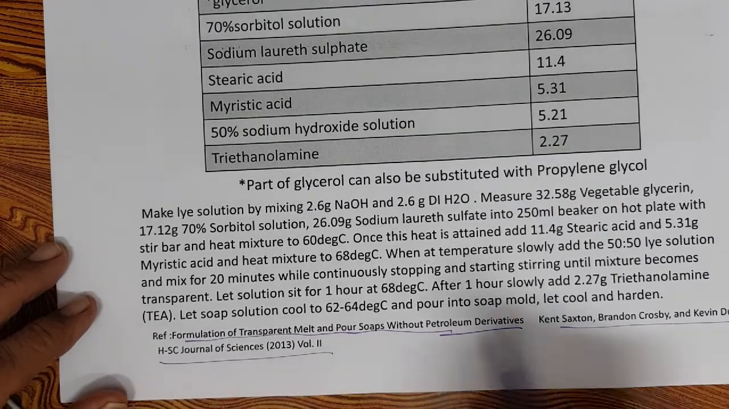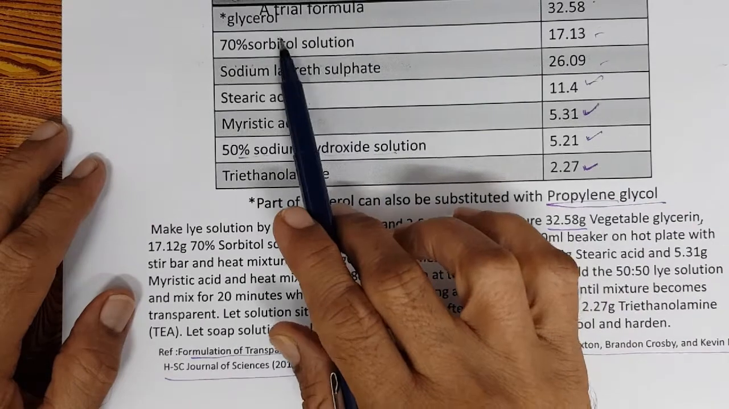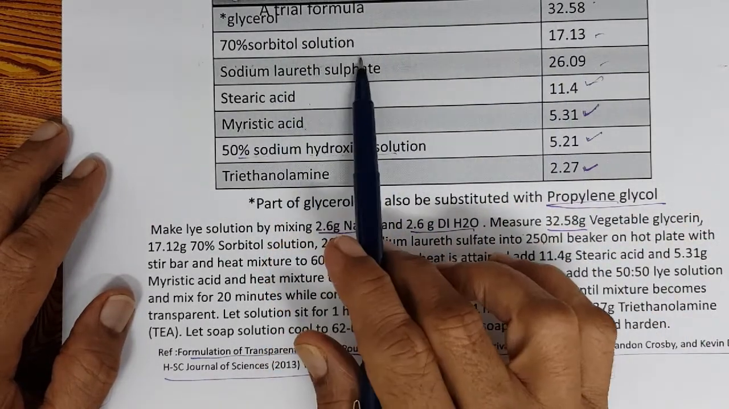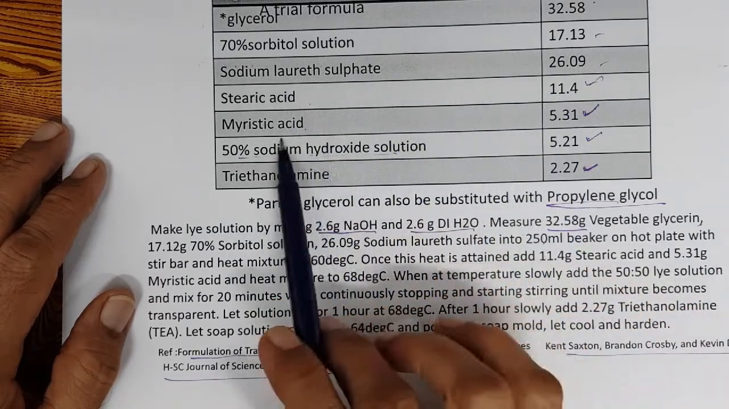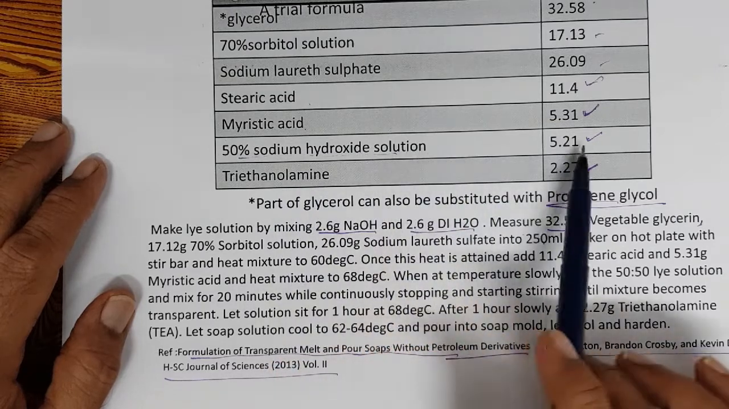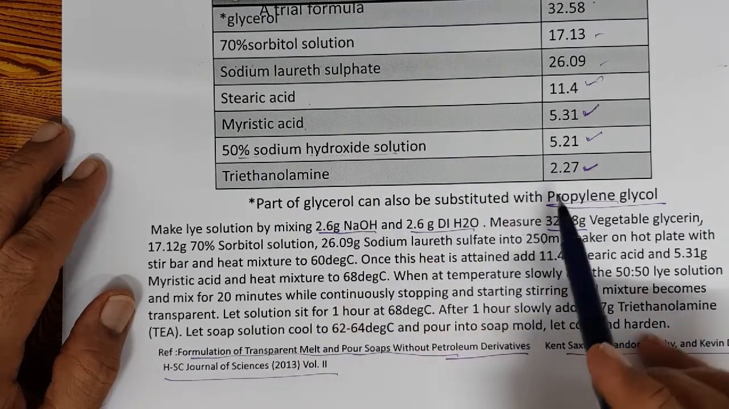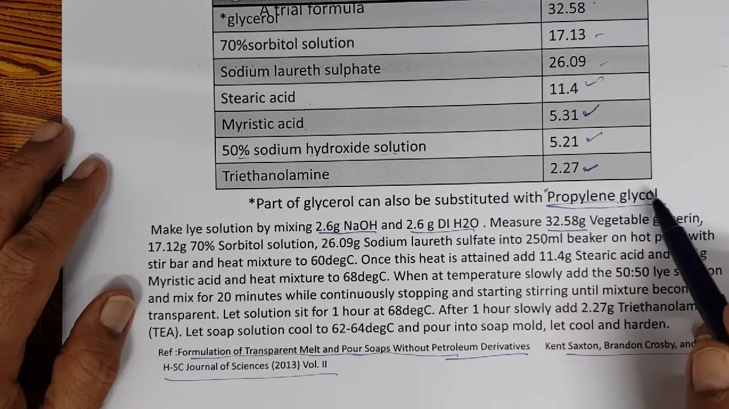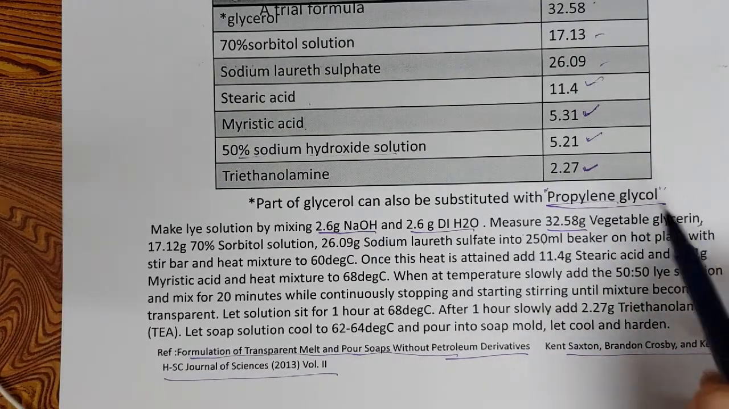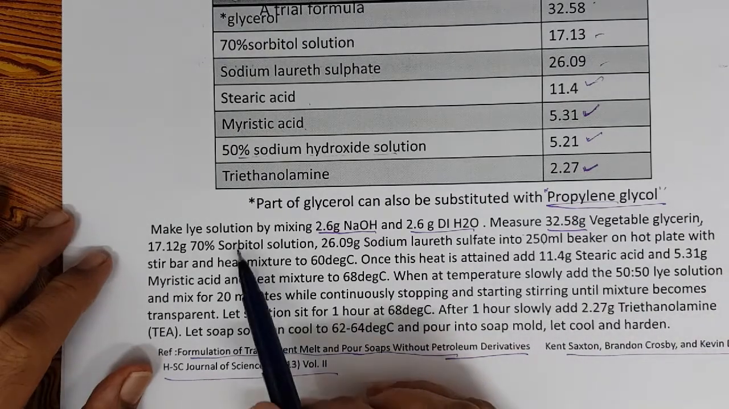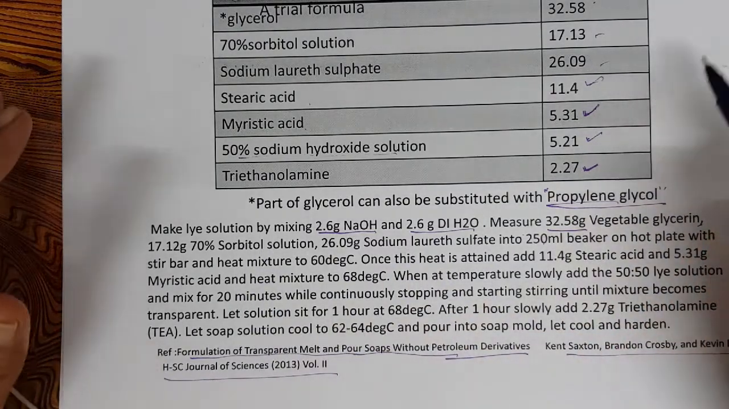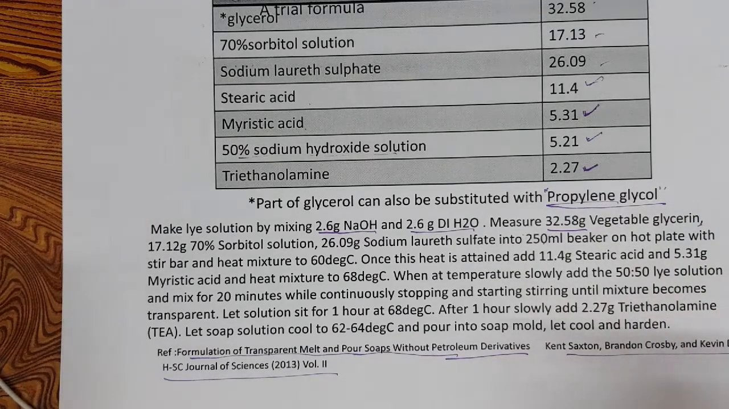from this journal. Then, so glycerol, 70% sorbitol solution, sodium lauryl sulfate, stearic acid, myristic acid, sodium hydroxide solution, triethanolamine. Glycerol can be substituted, in part, with propylene glycol, but he has not used propylene glycol here because propylene glycol is a petroleum product, so he wants to make it a petroleum free product. So make lye solution. I am saying it as a prototype. From here you can develop an alcohol free formula.